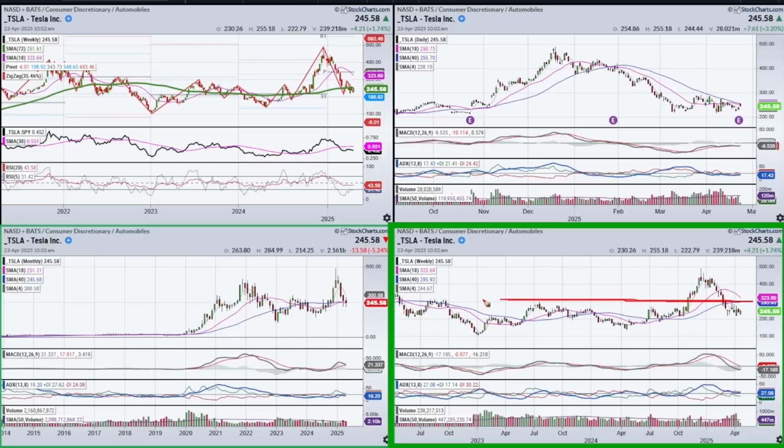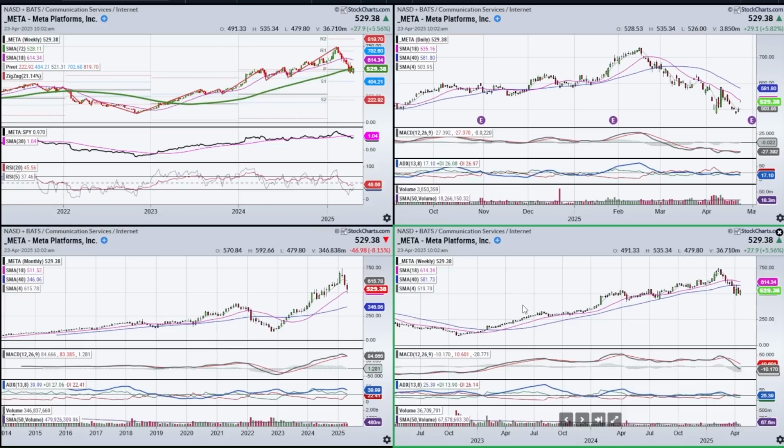It acted as resistance for a while, and then we re-entered it. It just failed at it. So the question becomes, can we get back above that? If we do, then it might start to look a little bit more attractive, but it is going to take time either way. All right, look at something like Meta.